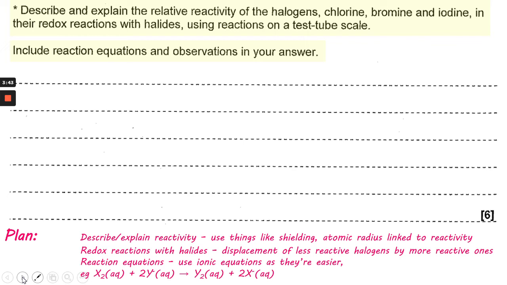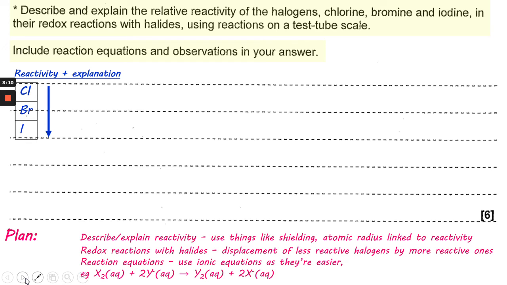I'd suggest maybe using ionic equations because they're easier and more straightforward to deal with. So in this case, if you look at X2, you can see that that displaces Y out of solution to form Y2. So therefore, X is more reactive than Y in this particular case. So thinking about how we structure it, we start off by just dealing with the reactivity and explanation first. Don't try and do all of it at once because it'll get a bit overwhelming.